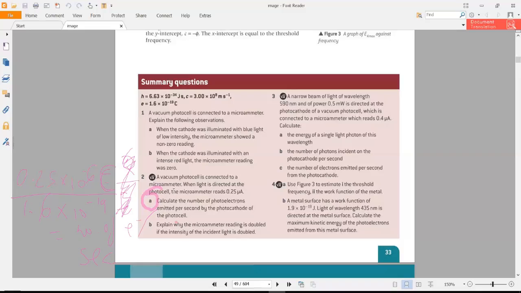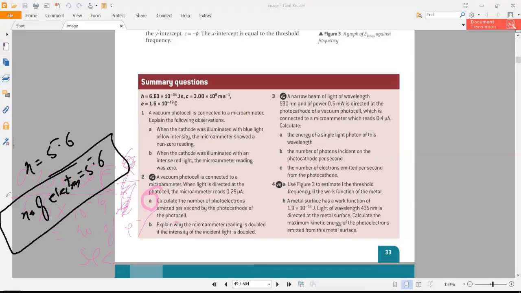So your number, if the answer is 5.6, then your answer will be that the number of electrons is equal to 5.6. Is it right? What's the answer for this? If you calculate all these numbers, and let's say your answer is 5.6.